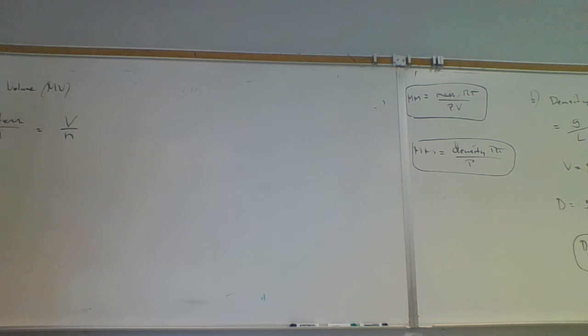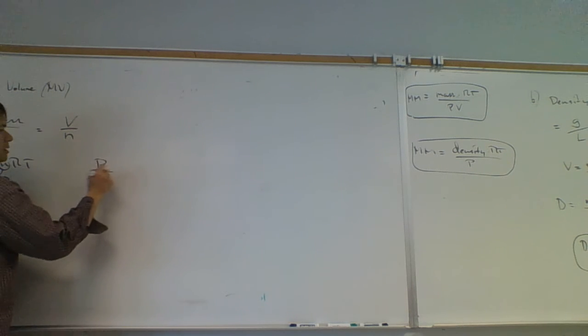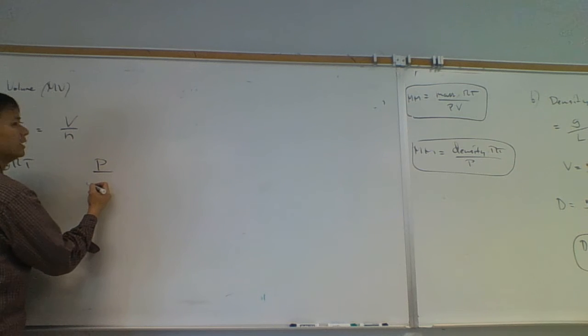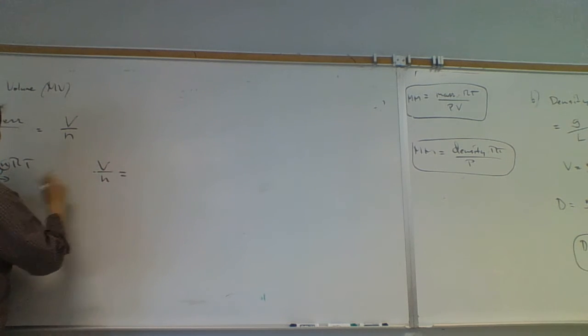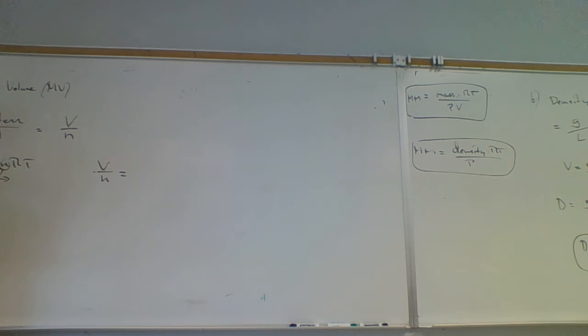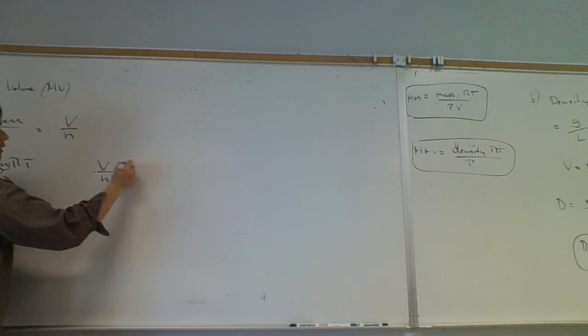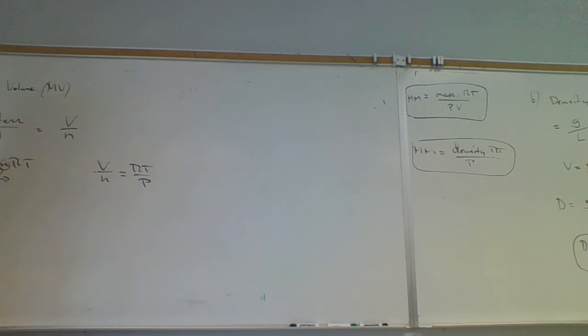And so what we're going to do is we're just going to rearrange the ideal gas law. So PV equals nRT. So we're going to divide both sides by V and divide both sides by n. So we end up with this equation. V over n, sorry, I made a mistake. We divide both sides by P. So this is going to give me V over n is equal to RT over P. That's the molar volume. So we could calculate the molar volume at any temperature and any pressure. It's simple.